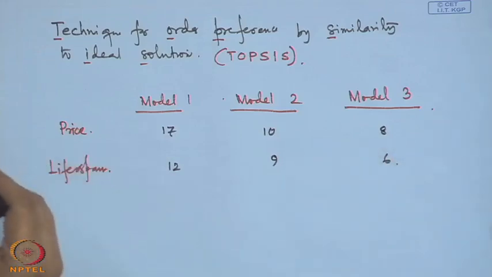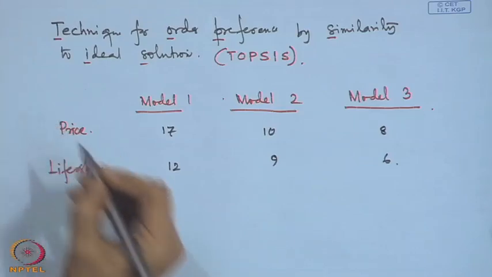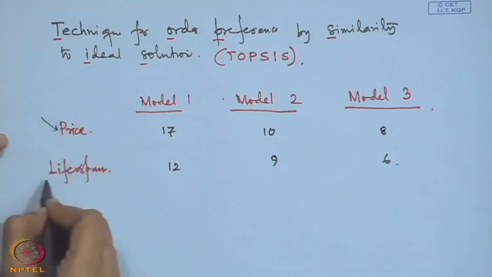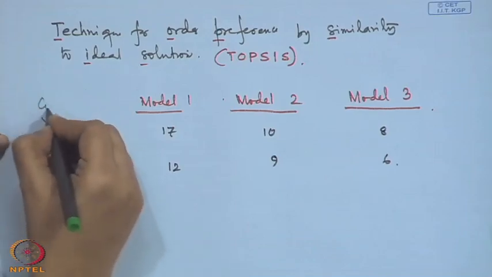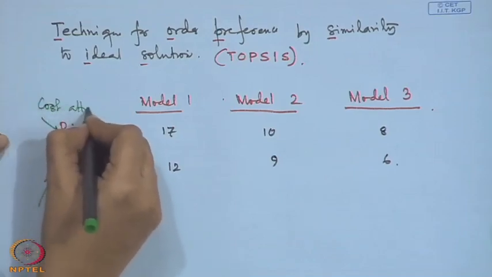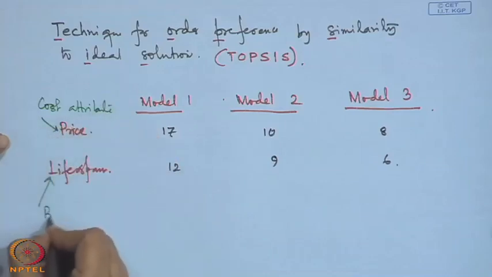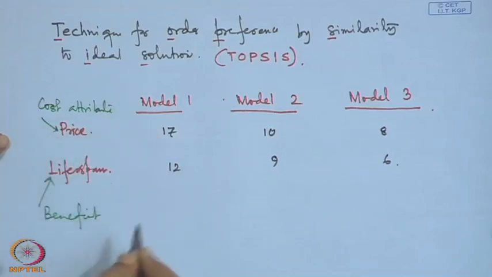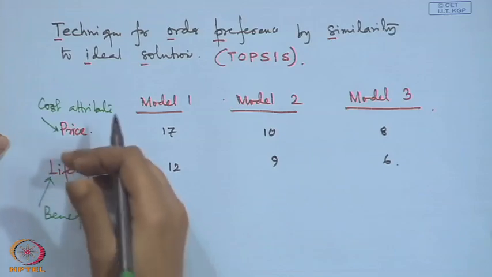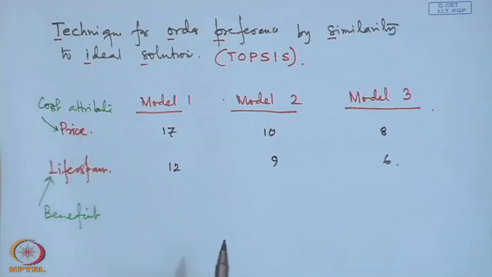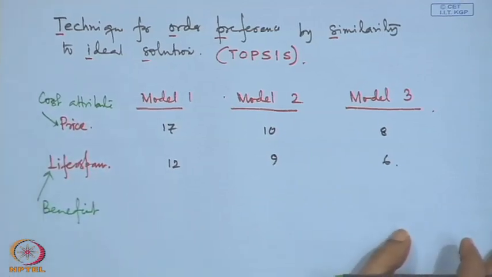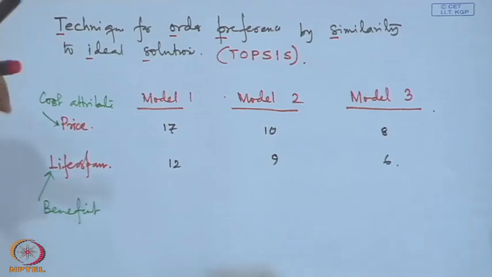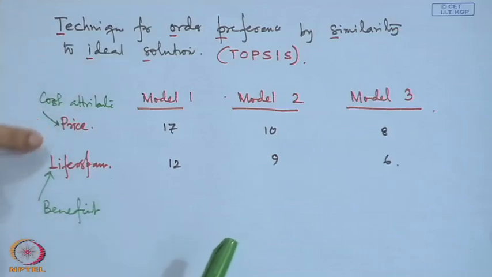And in the TOPSIS method, we are naming these 2 kinds of attributes in different ways. We are categorizing this as the cost attribute, and this is the benefit attribute. We can have a list of cost attributes and a list of benefit attributes. It is not only one, we can have 3 cost attributes, 4 benefit attributes as well, because as I said, the attributes are non-commensurable in nature.